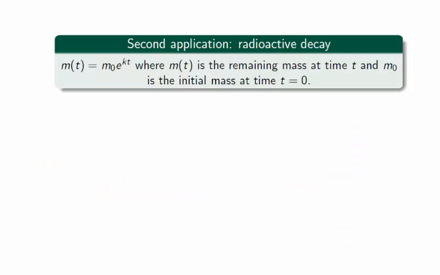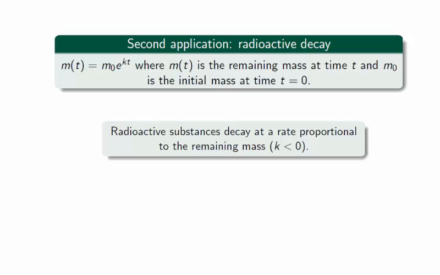Our next application is radioactive decay. We write our equation as m of t is equal to m sub 0 e to the kt, where m of t is the remaining mass at time t, and m sub 0 is the initial mass at time t equal to 0. In practice, radioactive substances have been found to decay at a rate proportional to the remaining mass, so k is less than 0.